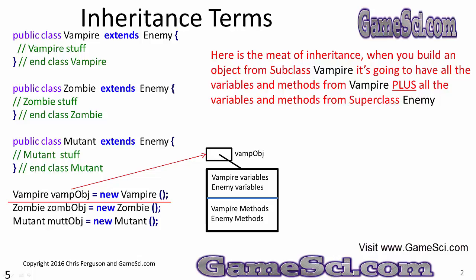You can see what I've put inside my Vampire object. It's obviously, as a Vampire object, going to have all of Vampire's variables and methods. Duh. But since Vampire extends Enemy, it will clearly also have Enemy's variables and methods. That's what inheritance means. Vampire extends Enemy, so it has both Vampire variables and Enemy variables. Vampire extends Enemy, so it has both Enemy methods and Vampire methods.